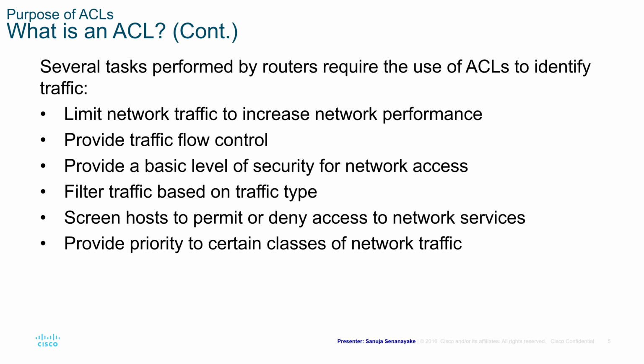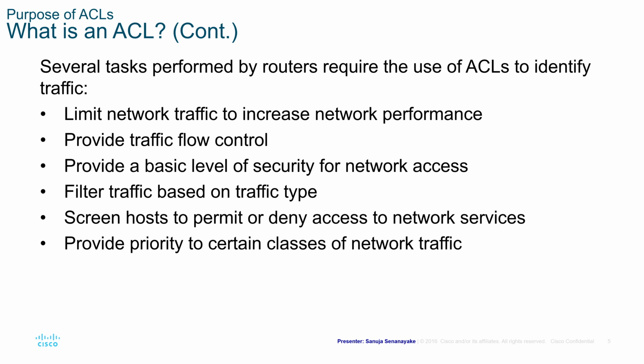You can also use ACLs to provide a basic level of security for your network access. So you can block access based on packet filtering using ACLs. You can also use ACLs to filter traffic based on traffic type. So if you have HTTP and FTP traffic going through a router that is ACL configured, you can use an ACL to prevent FTP access, for example. So you can filter traffic based on that.